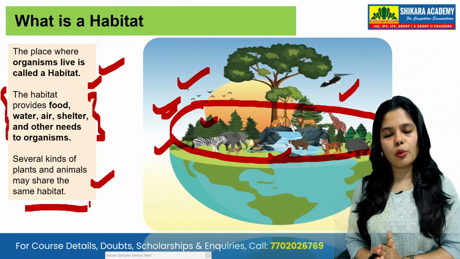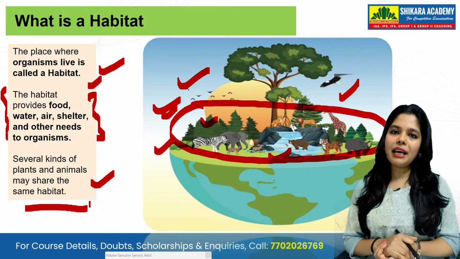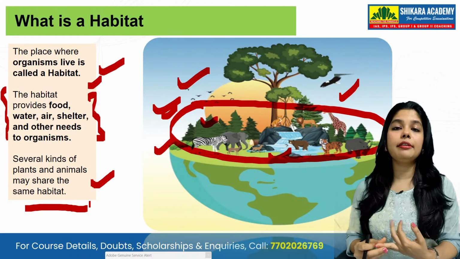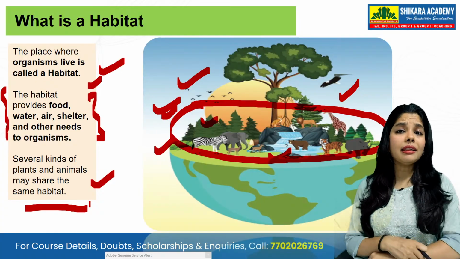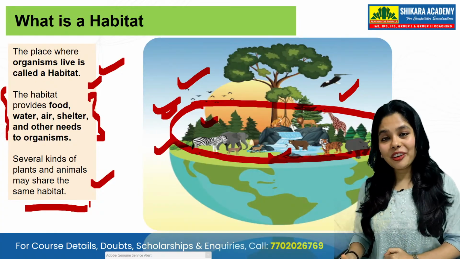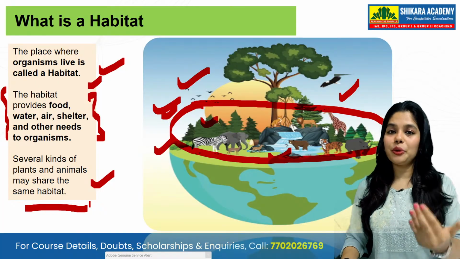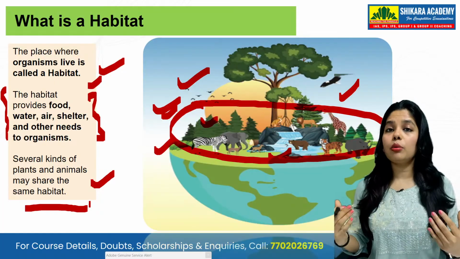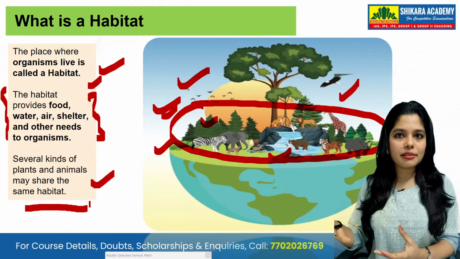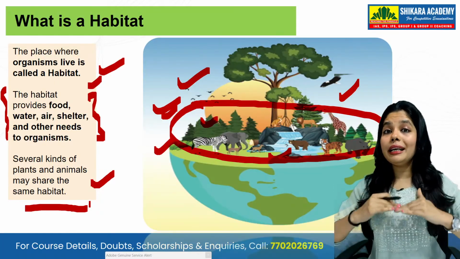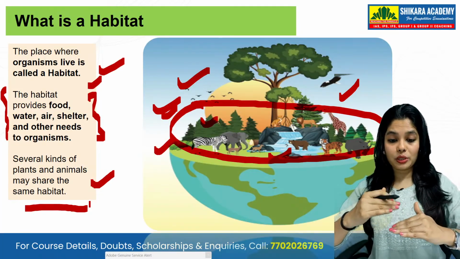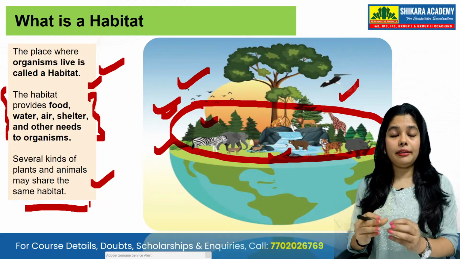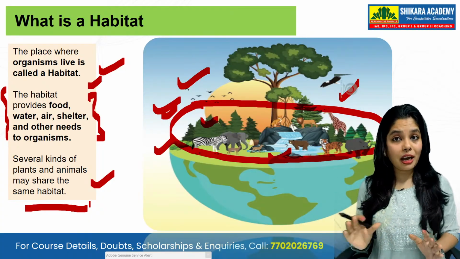So next, what I have to tell you is that habitat is something where an organism lives, and it provides you food, shelter, and the rest of the basic necessities. And the habitats are different for different organisms. For you and me, the habitat is different. For humans, the habitat is almost similar. For wildlife, the habitat is again different. For the marine ecosystem, the habitat is different because they live under the water. The habitat for desert-living organisms is different.